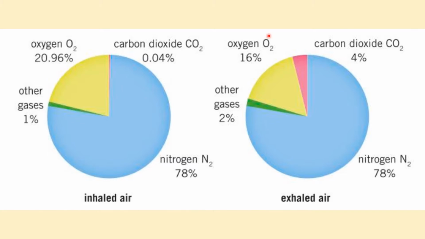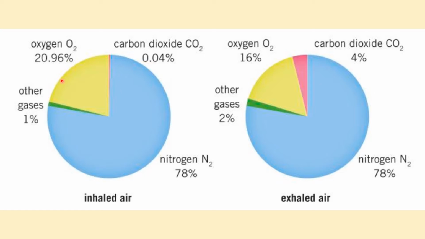Alright, here's two pie charts showing you the percentage composition of inhaled air on the left and exhaled air on the right. So inhaled air is the air that we're breathing in, and exhaled air is the air that we're breathing out. So you can see that most of that air is actually nitrogen, 78%. So although it's the oxygen that we need, most of the air is nitrogen. And nothing happens to the nitrogen in the body, so we've got 78% going in and 78% coming out. Okay, so the body isn't doing anything to that nitrogen, it's just going in and coming straight back out again.